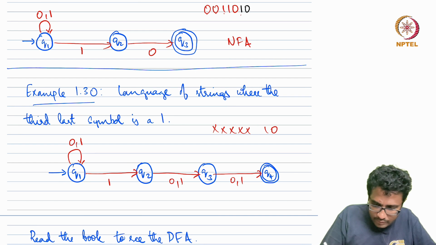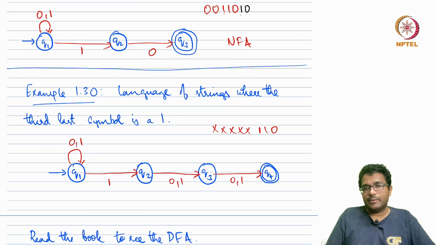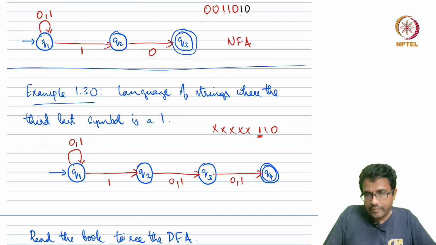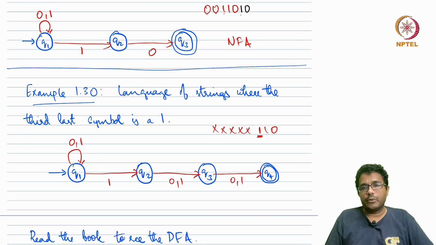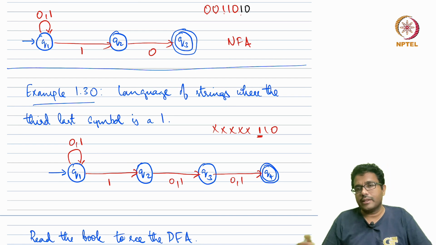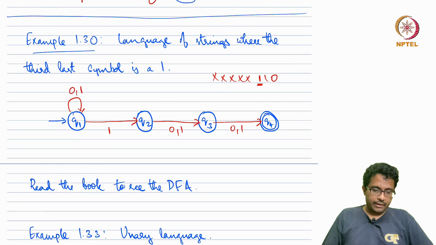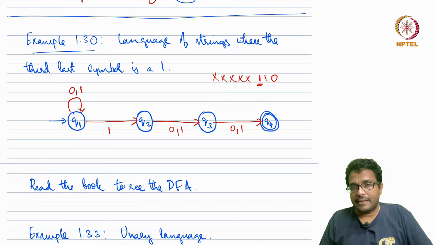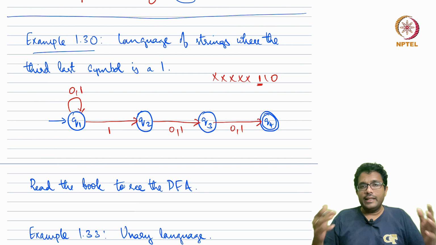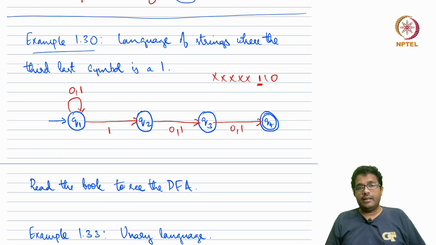So this will be accepted because this one, the underlined 1, will take you from Q1 to Q2. The next 2 symbols will take you from Q2 to Q3 and Q3 to Q4. If you read the book, this question is there in the Sipser textbook. There is also a DFA that is illustrated, and this DFA has 8 states, and that is the smallest DFA that can recognize the same language, right?